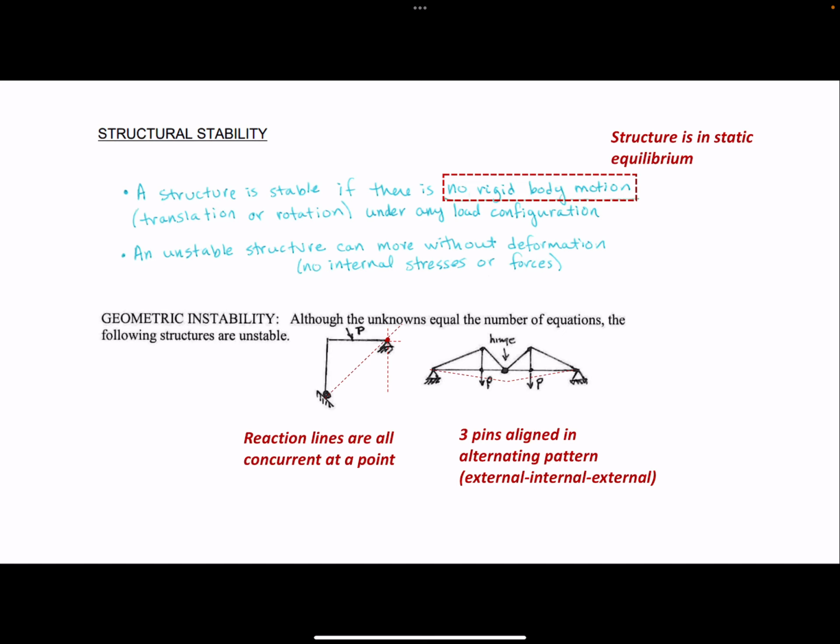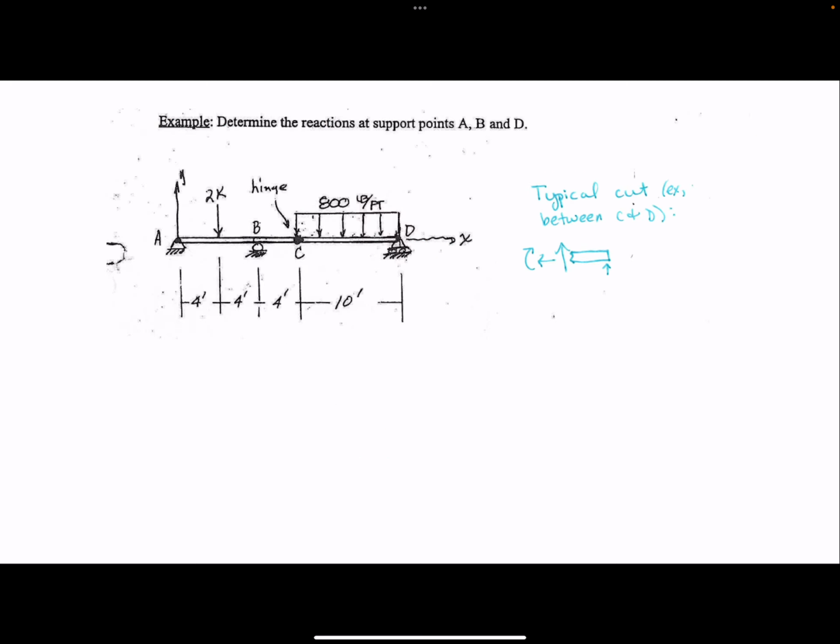And again, if you have a pin support, internal hinge, and then a pin support all aligned so that you can pass a line straight through them, then that's an unstable configuration. And we'll look at that more closely later. All right, so any questions so far?